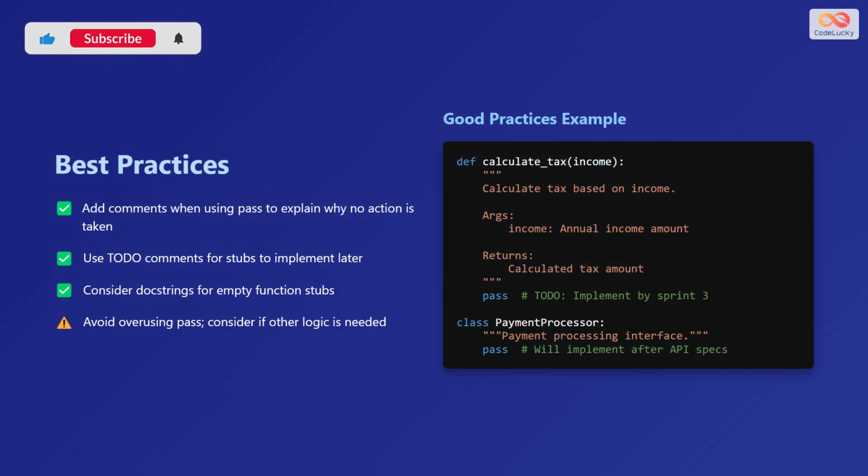When using pass, it's a good practice to add comments explaining why no action is taken. Use to-do comments for stubs that you plan to implement later. Also, consider adding docstrings for empty function stubs. However, avoid overusing pass. Always consider if other logic might be needed. An example of good practices is provided here.